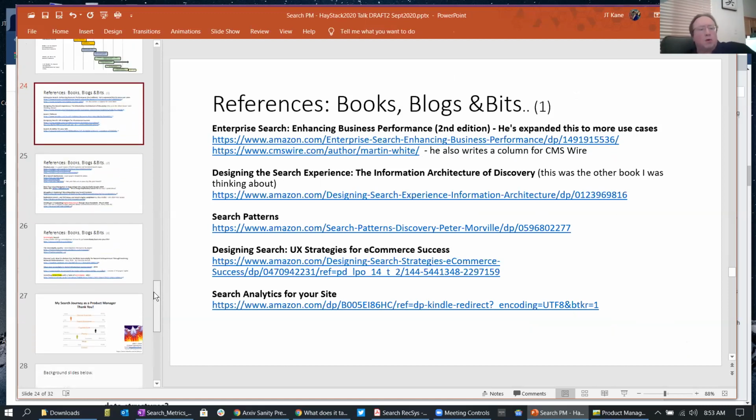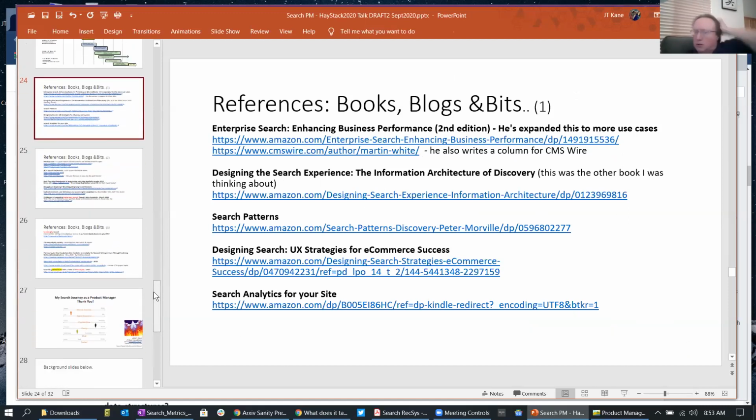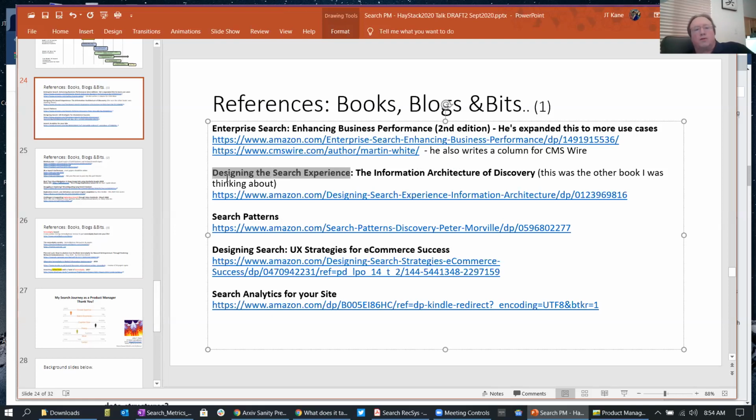I'll share this deck, but I have a number of books and references that I think are important. These were written in the 2009, 2010 timeframe, but they're very good. Designing the Search Experience is more about UIs. Search Patterns is very good. I would very much recommend this book, Search Analytics for Your Site.